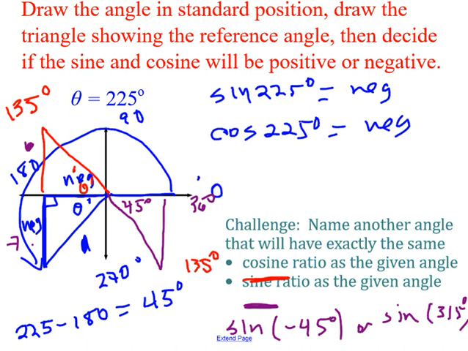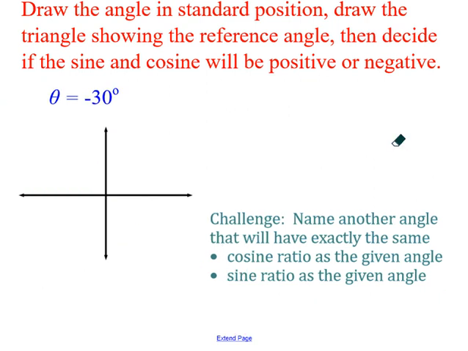All right, let's try, not the challenge part, but let's try the other part of a couple more. So let's do this one right here. Negative 30. How am I going to do that? Well, first I have to draw the angle in standard position. So for negative angles, we don't go counterclockwise, we go clockwise, 30 degrees, right there. And I made my little triangle.